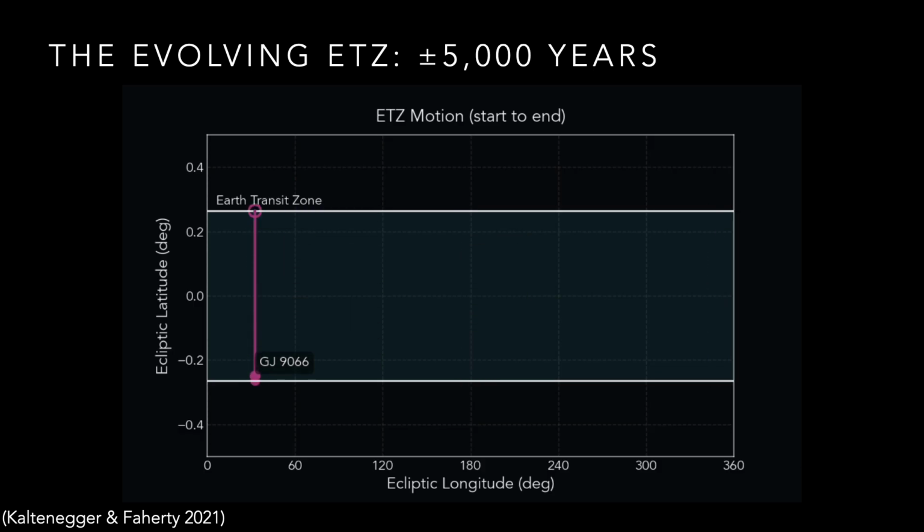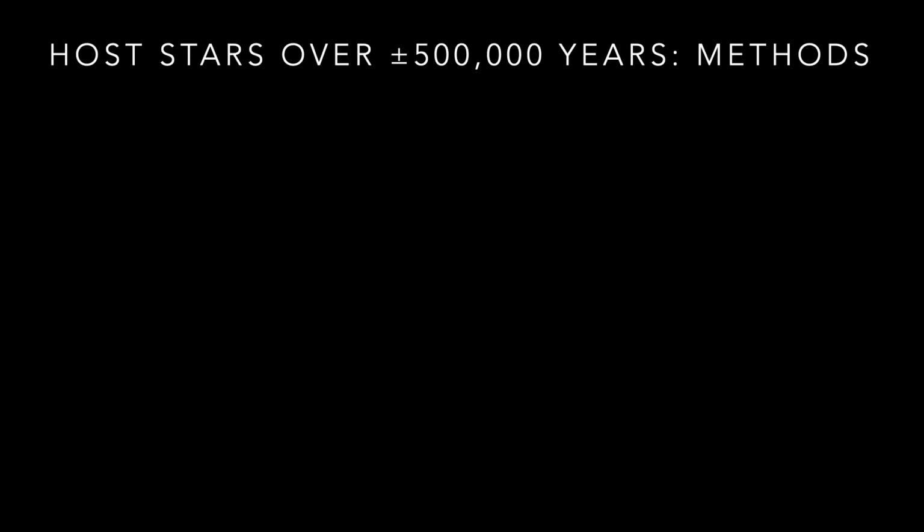Since then, we've continued to find lots and lots more exoplanets, and thus this presents a new challenge. How do we update our catalog to reflect this new knowledge, as well as extend our timescale from the past and future 500,000 years? This is how I did it.